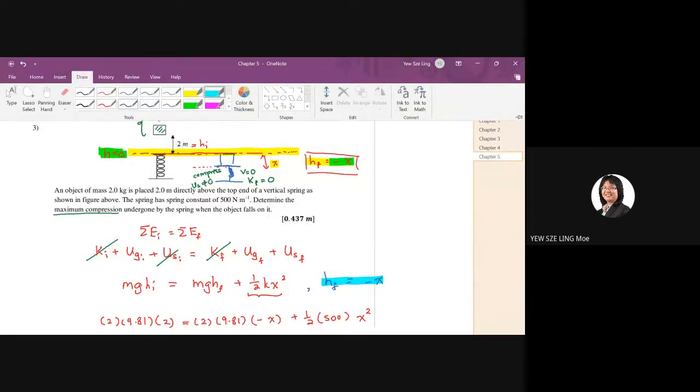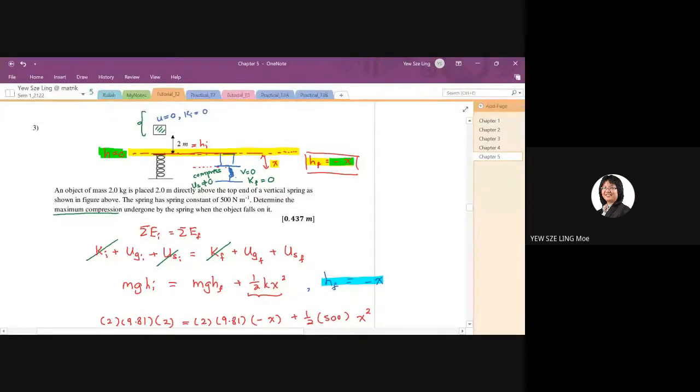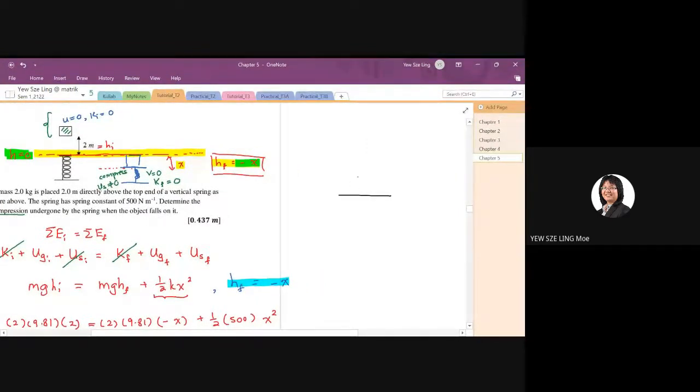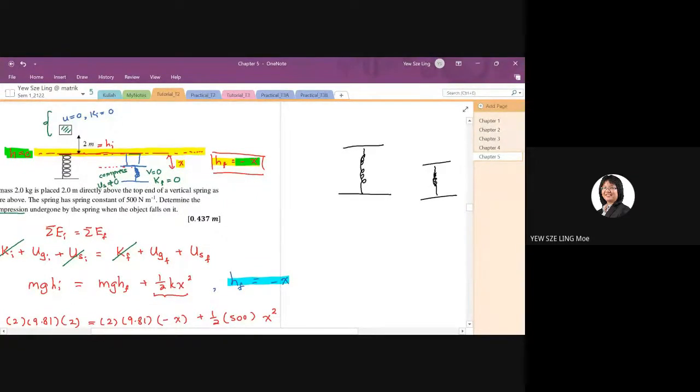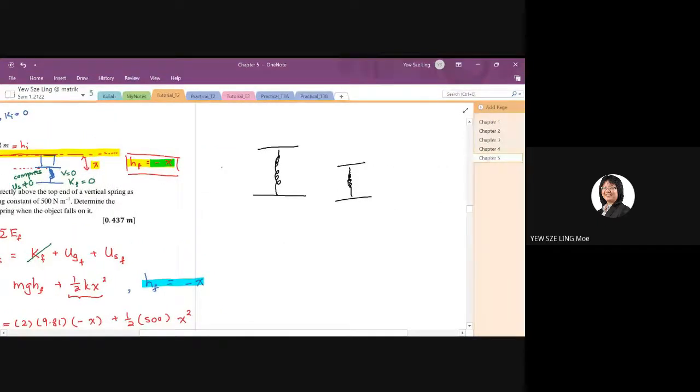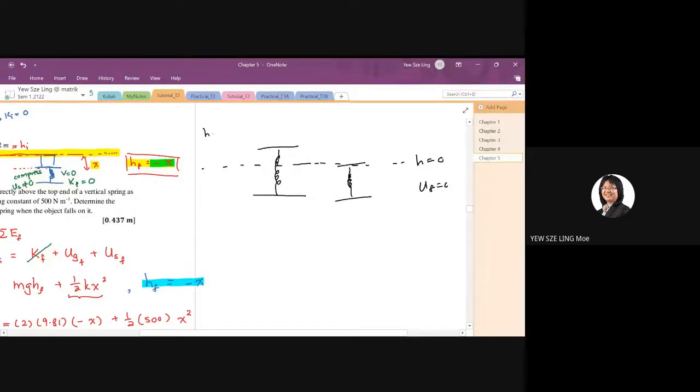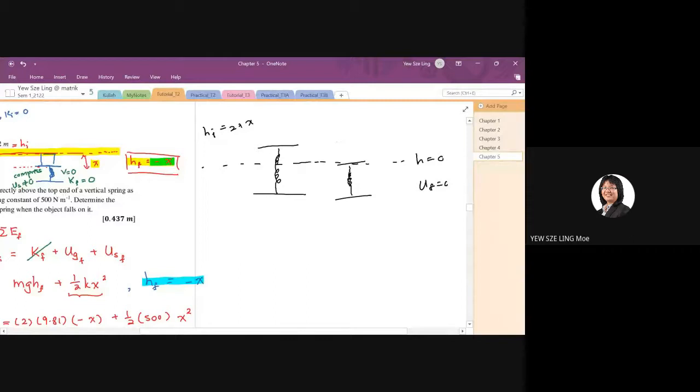Now, can I choose the maximum compression as h equals to 0? Yes, I can. Okay, so let's see. So if I take maximum compression, so this is my initial plate, and then this is what happens after I compress it. So if I take maximum compression as h equals to 0, then it simply means that my U final is equals to 0, and then my h initial is 2 plus x. So from here, you can also solve the questions, and you are still going to get x equals to 0.437.